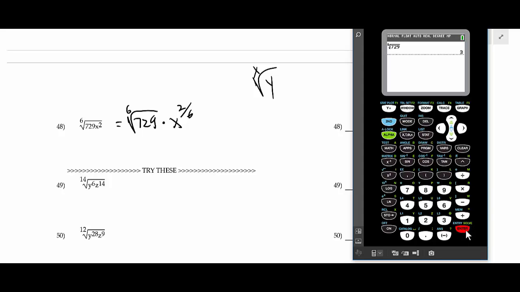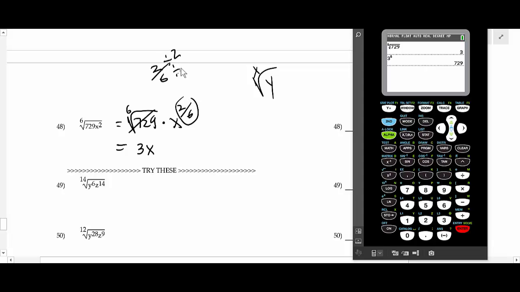So that's 3. Notice that if I do 3 to the 6th, I get 729. So that means this root is going to turn out to be 3. Then you have x to the 2/6, but what is 2/6 reduced to? 1/3. So the answer I'd be looking for is 3x to the 1/3 power. Since that's a number, that's not an exponent, I went ahead and just took my calculator and did that root like that. That's how you do that.